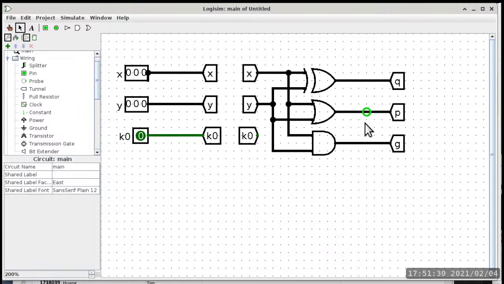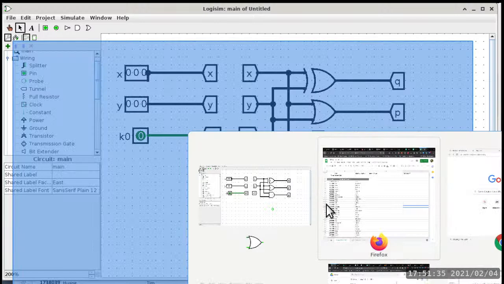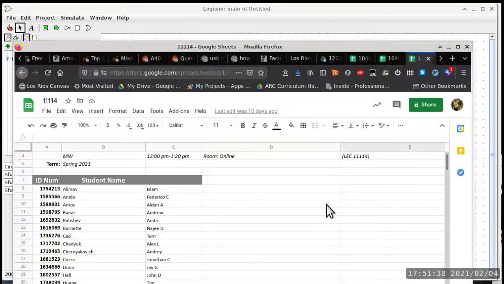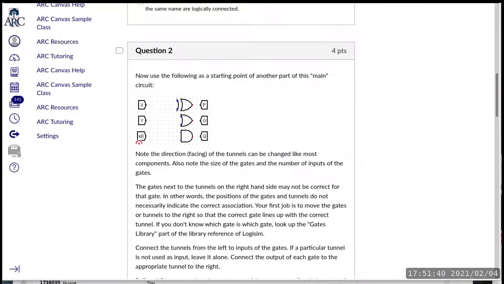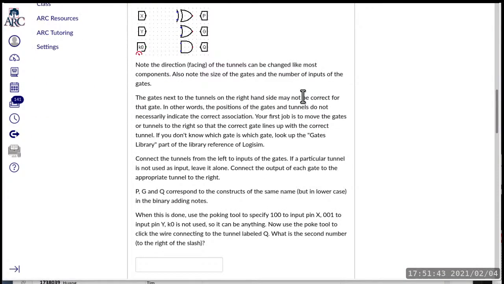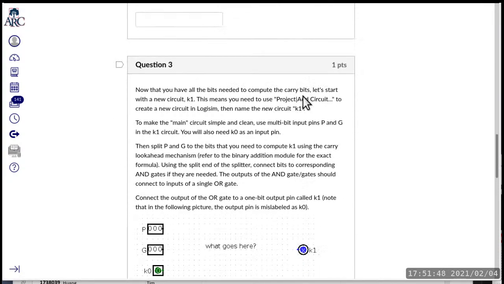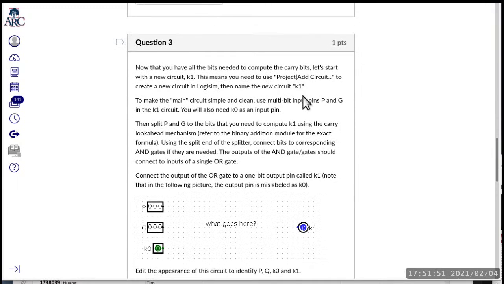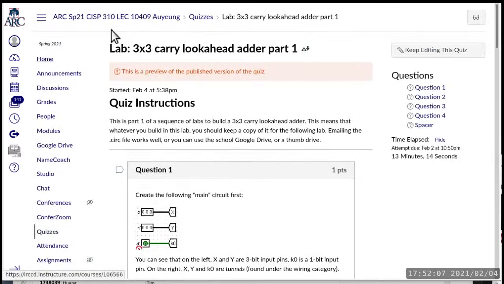So this is what we should have accomplished by the time we are done with, I believe, question number 2. Let me check. Nope, not that window. This one over here. So by the time we are done with question number 2, that should be all set up, and now we can move on to question number 3. Question number 3 wants you to set up the subcircuit called K1. K1 is not the really difficult one. Some of the other ones are a little bit more difficult.